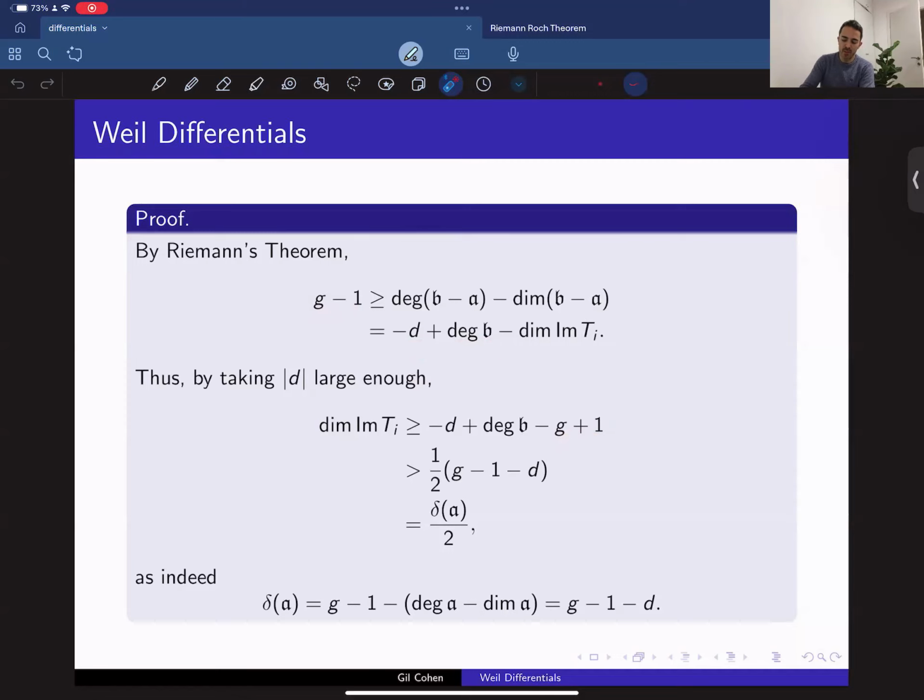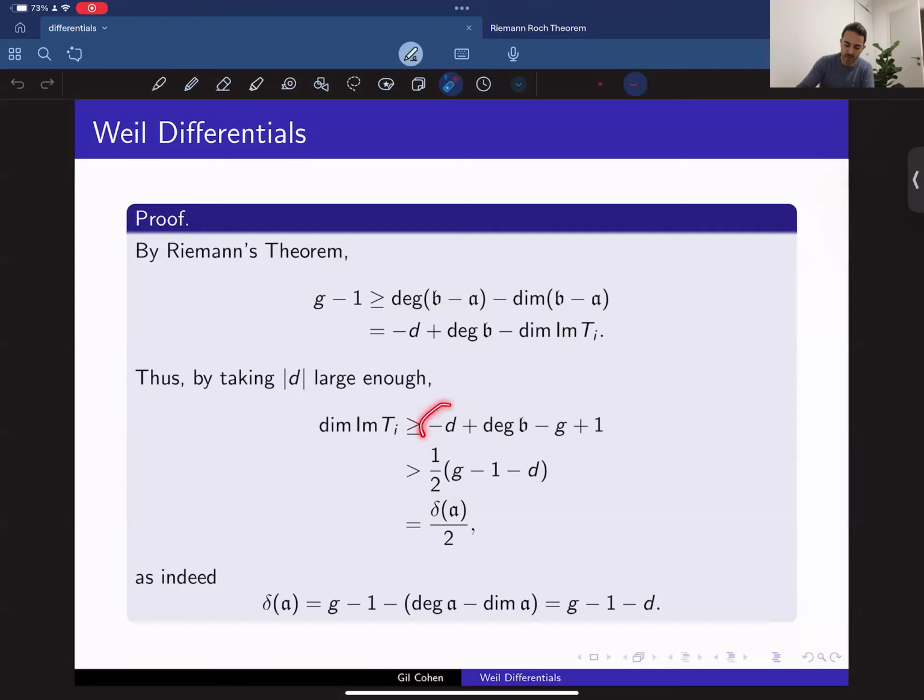Now, the way you should think about it, this is a very big number that's independent of these other numbers, right? Because the genus and B are fixed before you choose the divisor A, which has the degree minus D. So you know this, and then you can choose the D. So think of this as constant, and this is a number, a large number as you wish. Then because of that, you can always take minus D to be large enough so that this inequality holds.